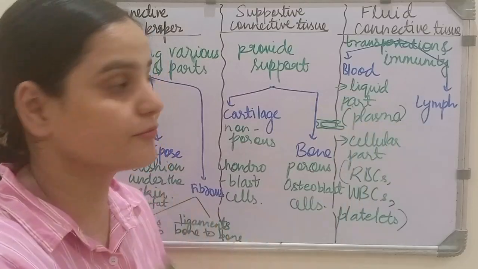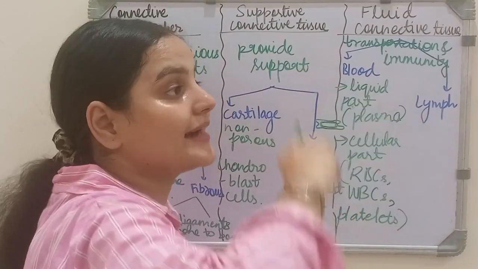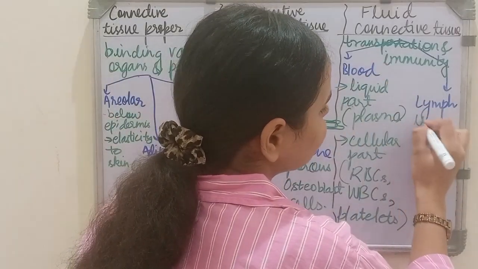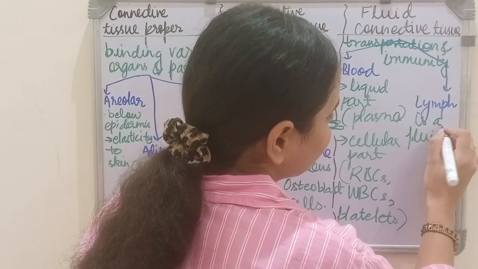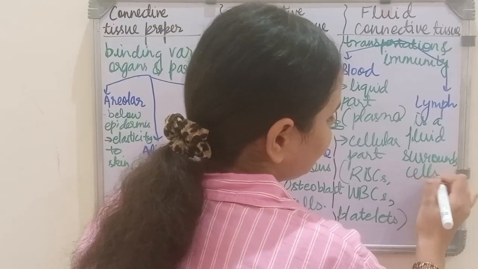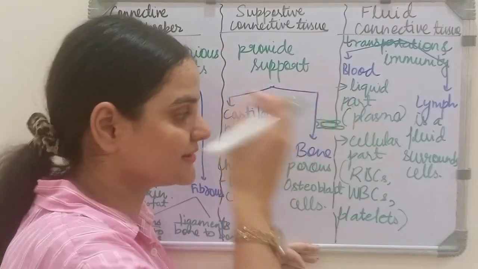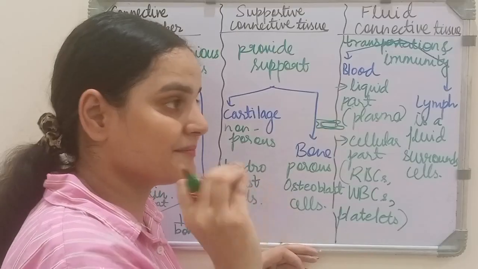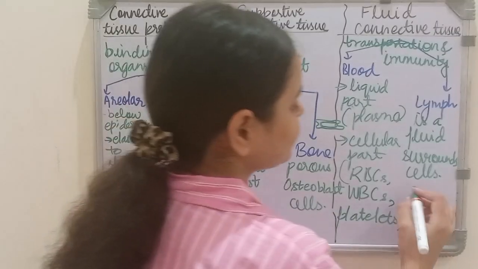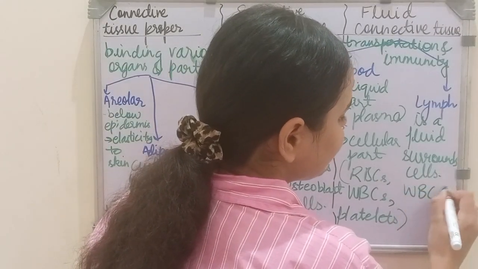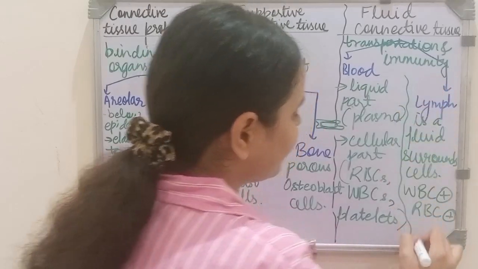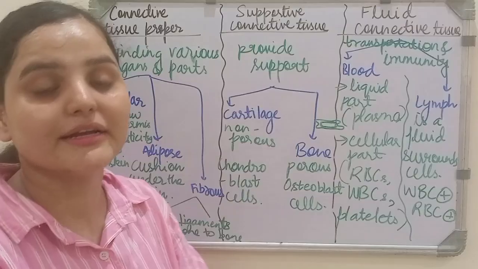Now let's see about lymph. Lymph is a fluid that surrounds the various kinds of cells. Remember this point: lymph has only white blood cells. It does not have red blood cells. So only WBC is present and RBC, red blood cells, are absent. Remember this point.